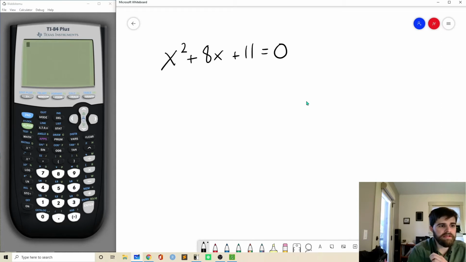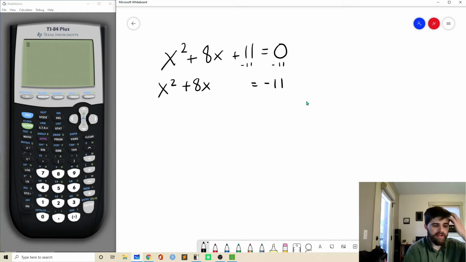So let's see if we can make this work. First thing we want to do is get that 11 out of the way. So I'm going to subtract 11 from both sides of the equation. Notice I've left a little gap because we're going to add the perfect number that we need to make this a perfect square. All right, pause the video right now and see if you can figure out what number needs to go here. Maybe look back to the previous problem we did and see if you can figure that out.